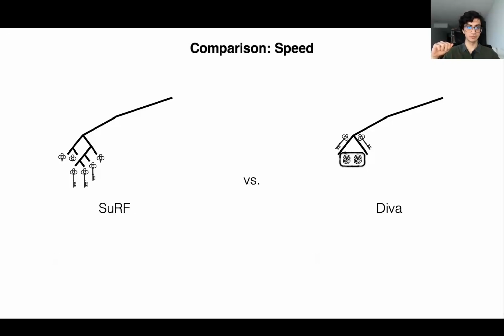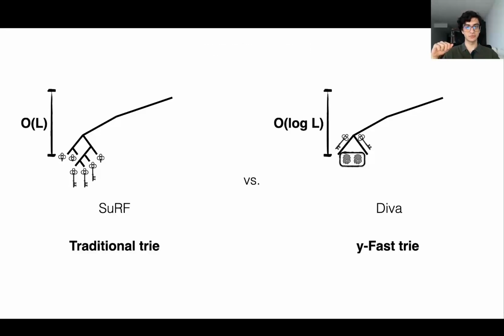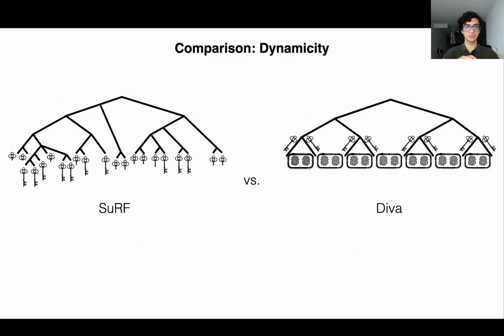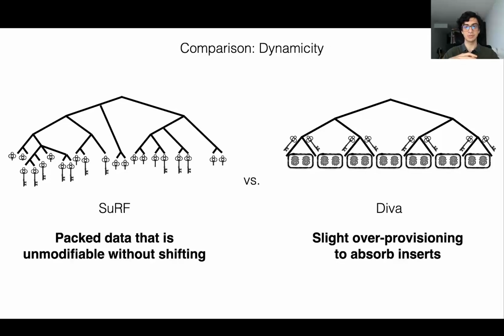In terms of speed, well, Diva is using a Y-fast trie, whereas Surf is a traditional trie. So the runtime for Diva is going to be O of log L versus the O of L you would get from Surf, where L is the length of the key that we're searching for. This is an exponential speedup over Surf. And finally, in terms of dynamicity, well, Surf is a static data structure because it's implemented as a packed array that you cannot insert into without having to shift the entire thing in memory. This is in contrast to Diva, which slightly over-provisions slots within its infix stores to absorb new insertions.